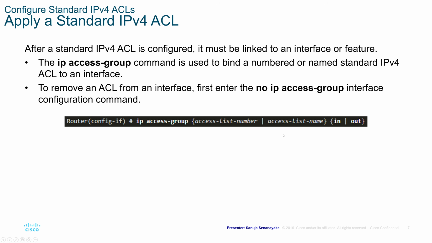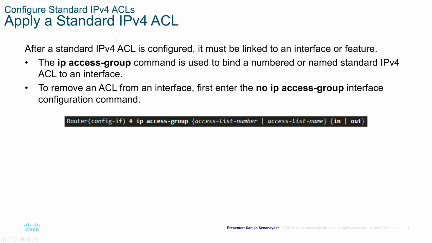Apply a standard IPv4 ACL. After a standard IPv4 ACL is configured, it must be linked to an interface or feature. The ip access-group command is used to bind a numbered or named standard IPv4 ACL to an interface.